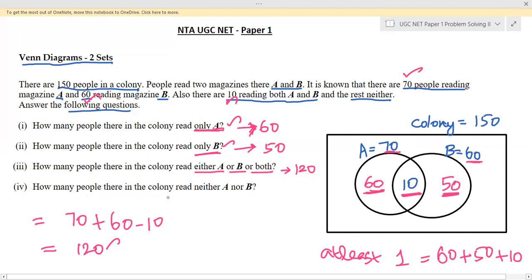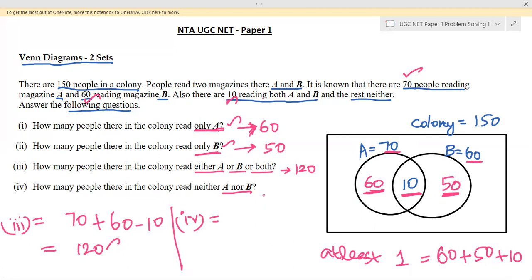How many people are there here in this colony who read neither A nor B? That means neither. How many people are going for neither? Neither in the sense, what do you mean by neither? It's again simple. People who are reading neither A nor B. That is, how many are there who are going for none of the magazines? That's all. Now it is very clear there are totally 150 people in the colony, right?